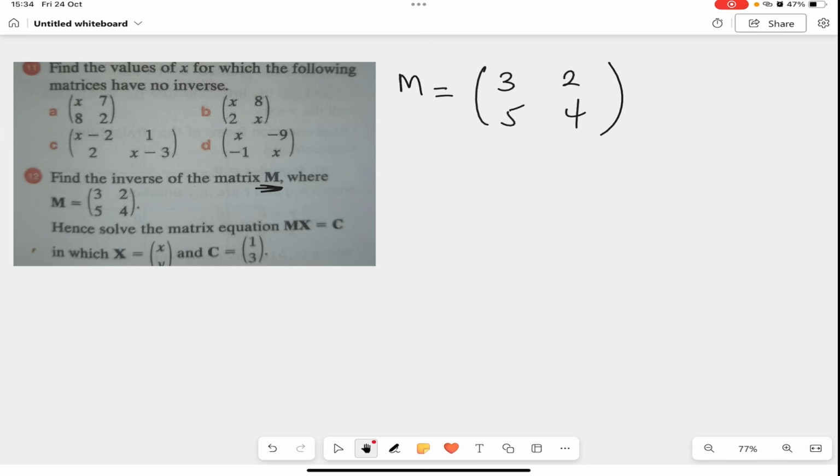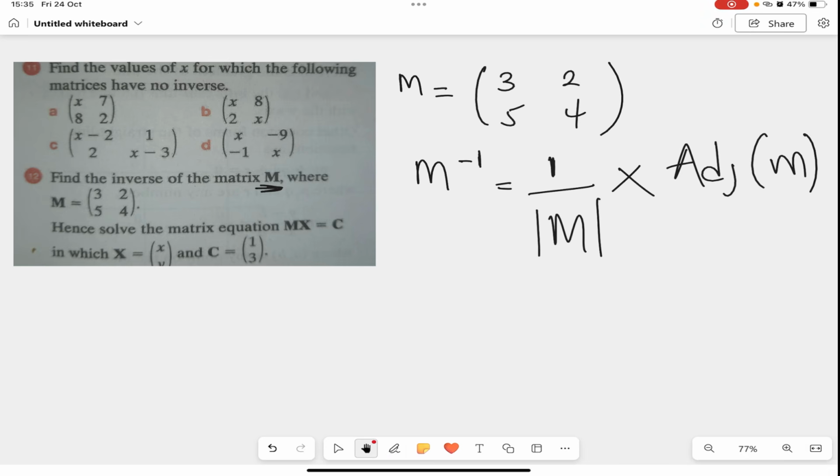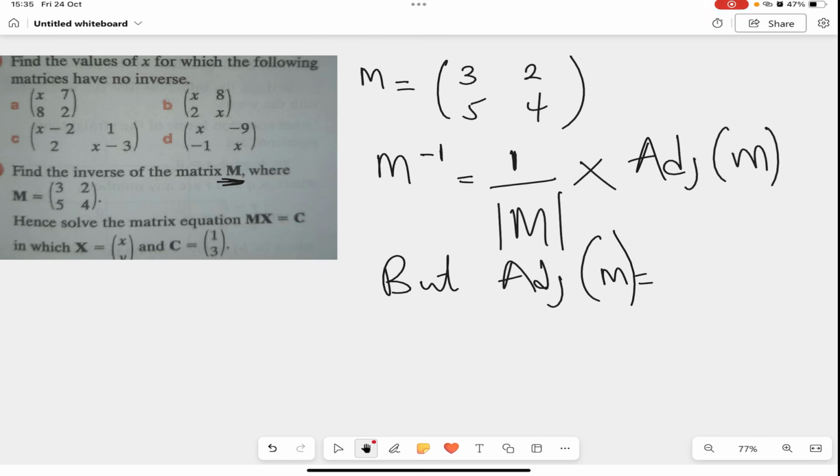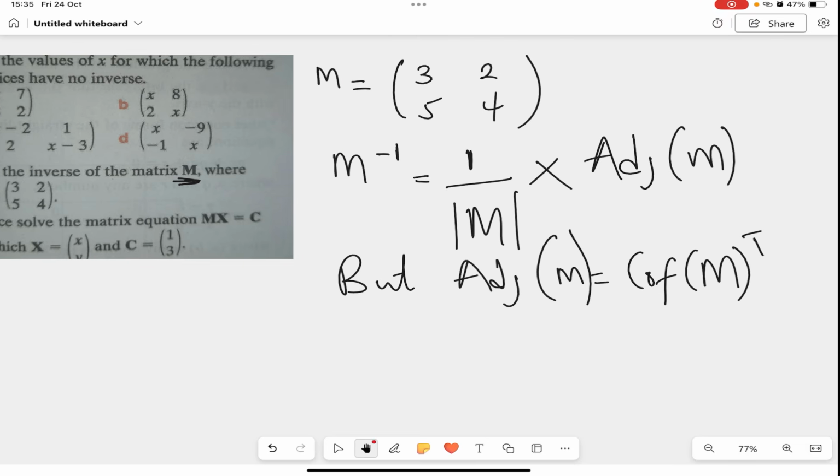The determinant is usually the first catch, but I would like to write the formula first. So M inverse is 1 over the determinant of M times the adjoint of M. The adjoint of M is equal to the cofactor of M transposed. So you find the cofactor, then you transpose it.